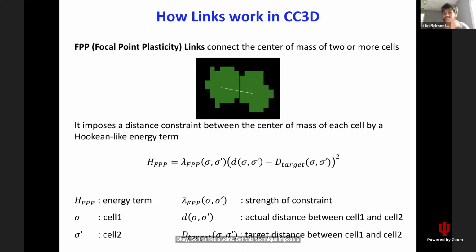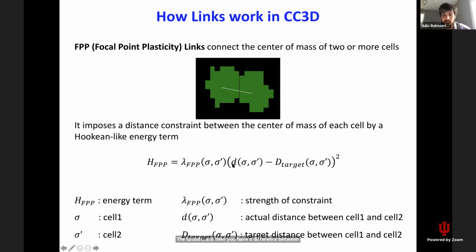Okay, so this focal point plasticity link imposes a new Hamiltonian term, or new energetic term, in the total cost function of your simulation, and it basically follows the same kind of shape form as the other constraints. You basically have a parameter that regulates the strength of the constraint, the lambda, and then you have a difference between a current value and a target value, squared.